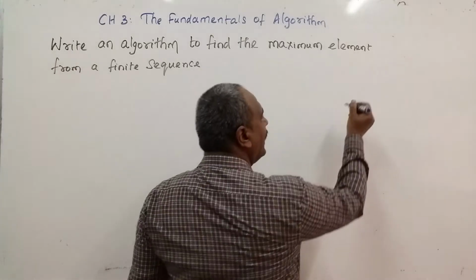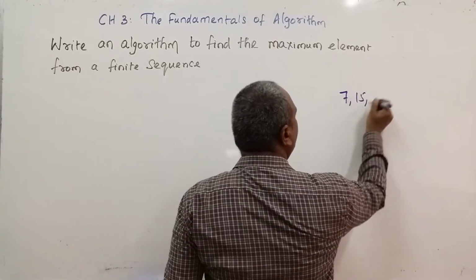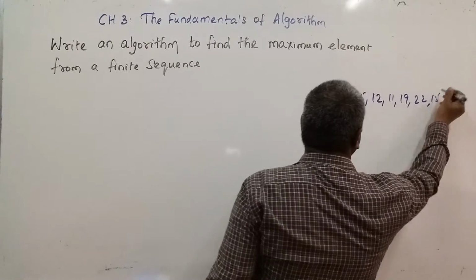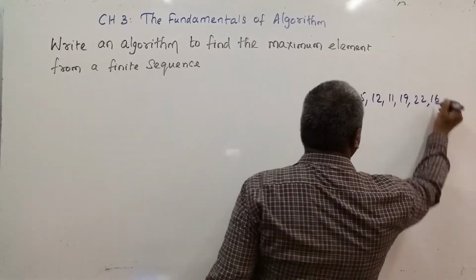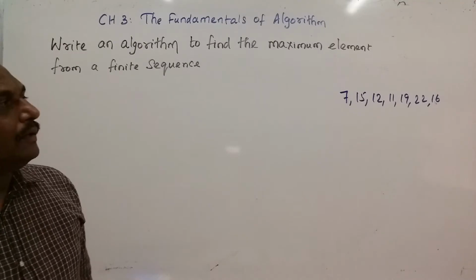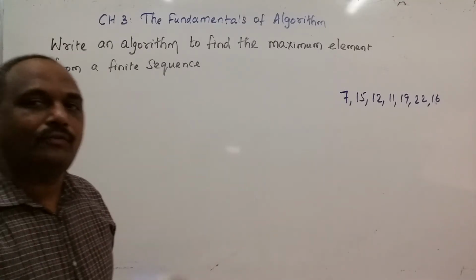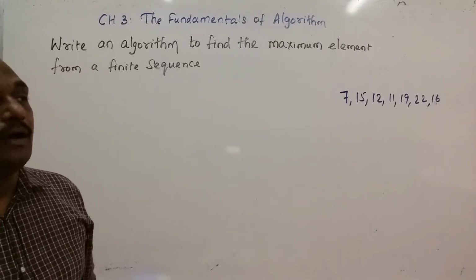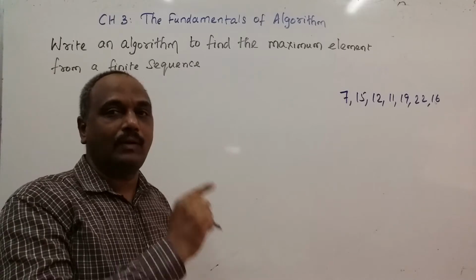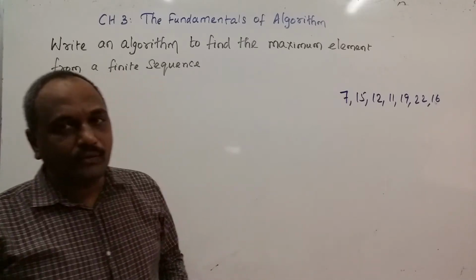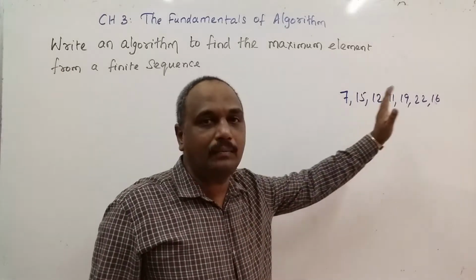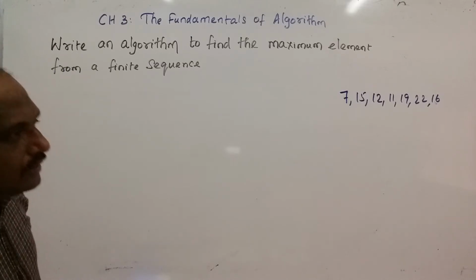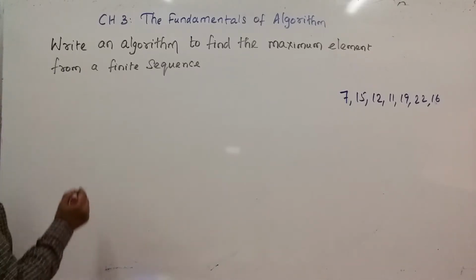See, for example, I am having a set of numbers 7, 15, 12, 11, 19, 22, 15, 16, maybe something. From this set of numbers, I am going to find the maximum number. How is a computer system going to identify the maximum number from this sequence? This is what we are going to discuss in this one. In pseudocode, we are going to write the algorithm.